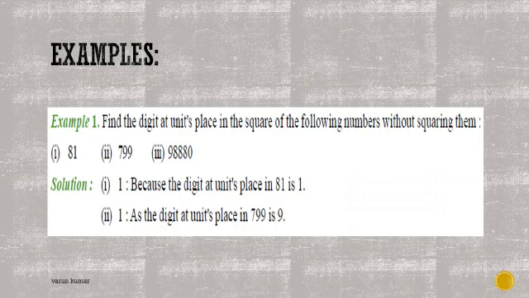Second is 799. If we multiply 799 into 799, we again get 1 at the unit place of the square of 799, because we know that when 9 into 9 is multiplied, always 1 is at the unit place of that number.